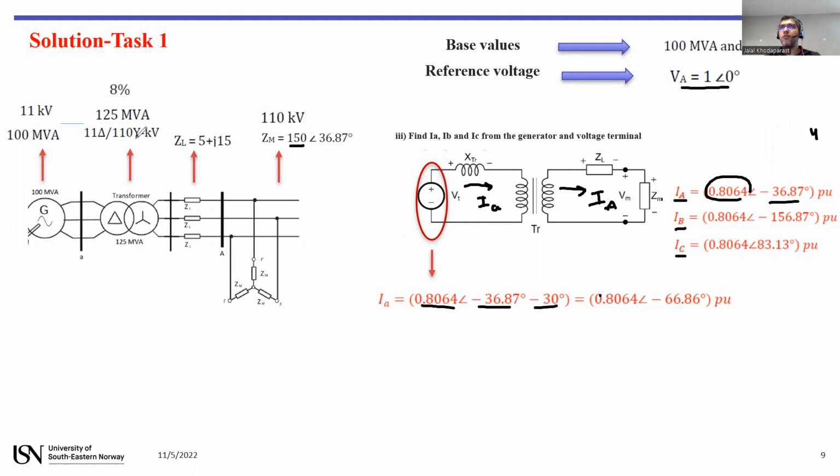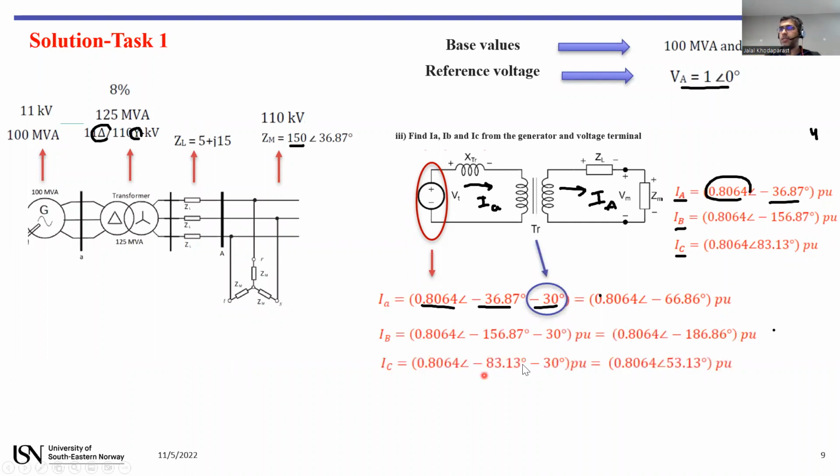Since the type of connection is star on the right side and delta on the left side, we have a minus 30 degrees shift in the angle of the current, but the amplitude will not change. We have the same procedure for phase B and phase C. You can see this 30 degrees phase angle shift is because of the transformer, the type of connection.